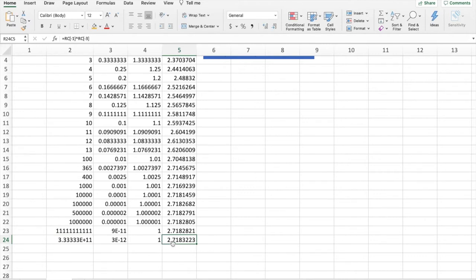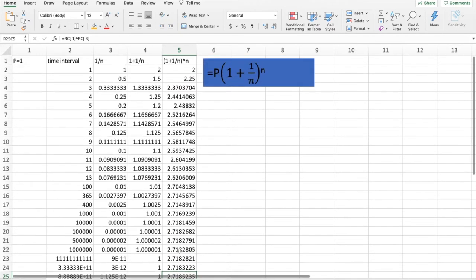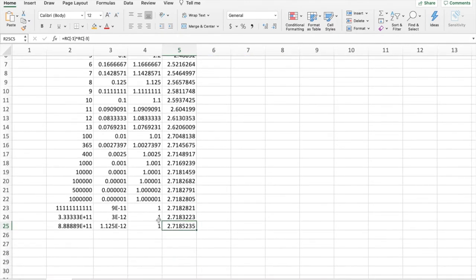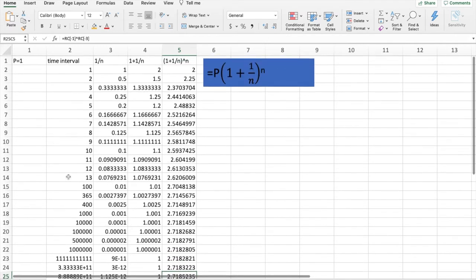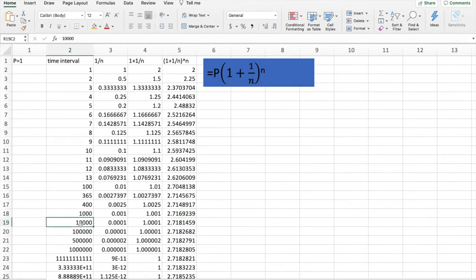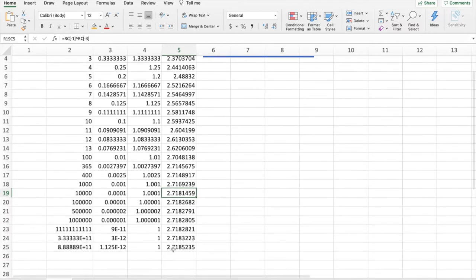Suppose let us consider this value 2.718. This value 2.718 is not changing up to 10,000. So from these calculations we come to understand that whatever time interval we consider, the value will increase up to a certain level. Suppose up to 1000, the final amount we get back is 2.7169. Then when we increase the time interval to 10,000, we get back 2.7181459.